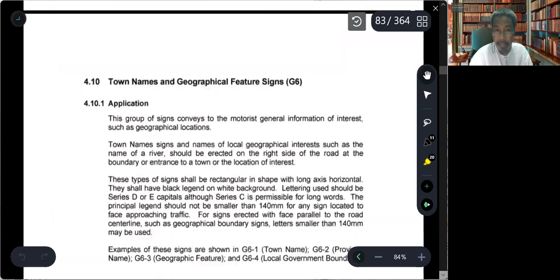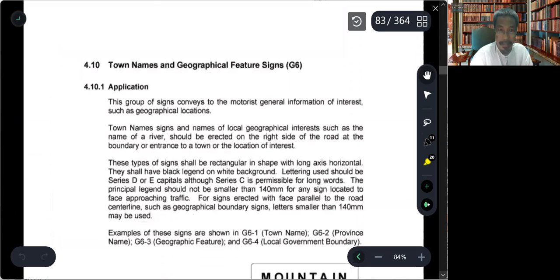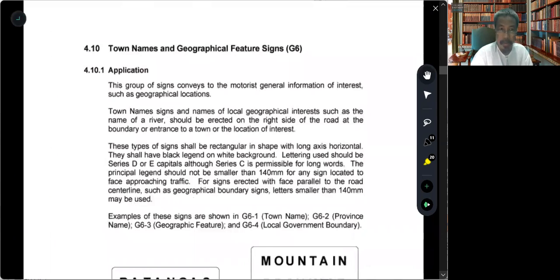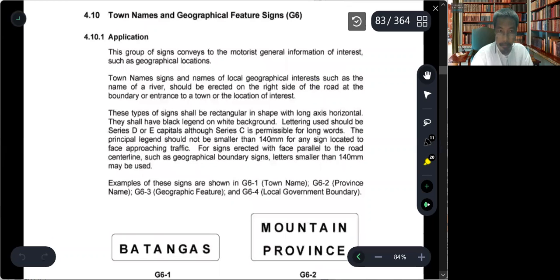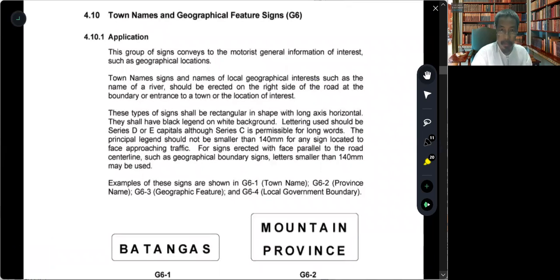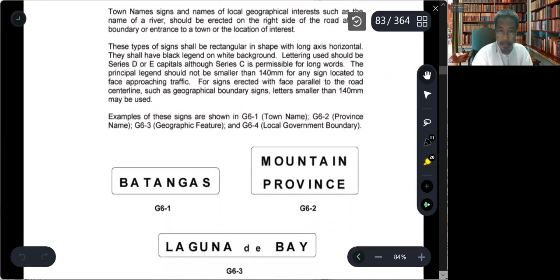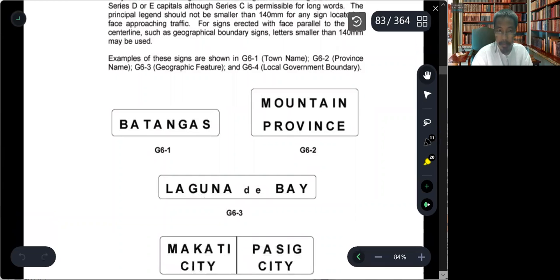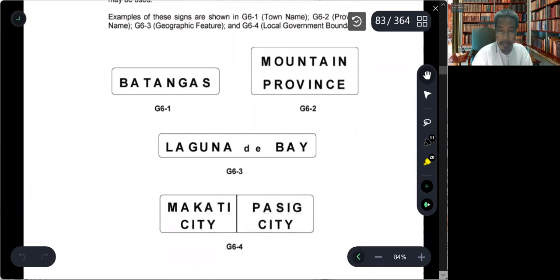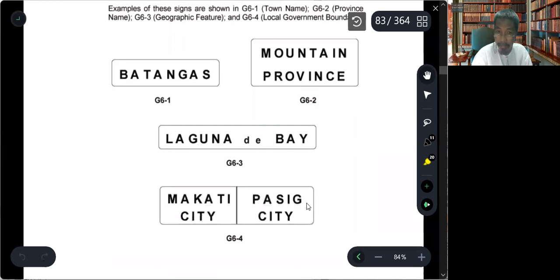Okay, so let us go to the next set of guide signs, what we call G6 classification, town names, and geographical features. So it is a type of guide sign that informs our motorists of geographical interest. For example, G6-1, Batangas, Mountain Province; G6-2, Laguna de Bay. So black lettering on white background.